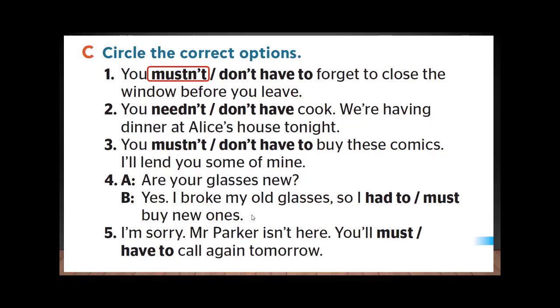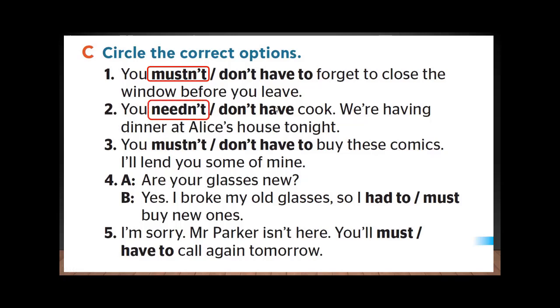Number 2, you don't have to cook. We're having a dinner at Alice's house tonight. By simply looking, you can see that one option is completely excluded from the beginning, which is the second option, don't have, because it requires a to. It must have, don't have to. So immediately you can get the right answer, which is needn't.